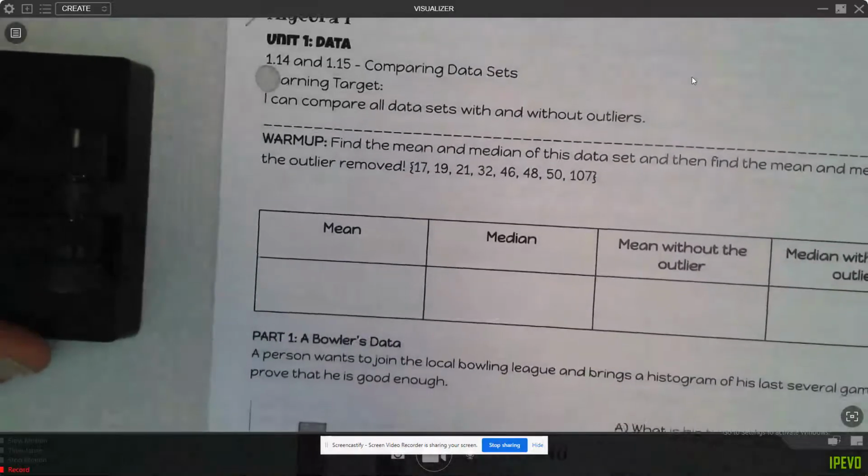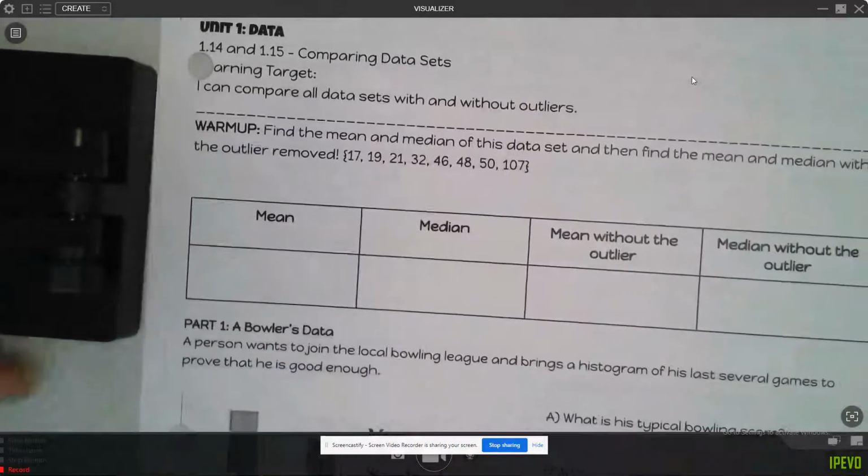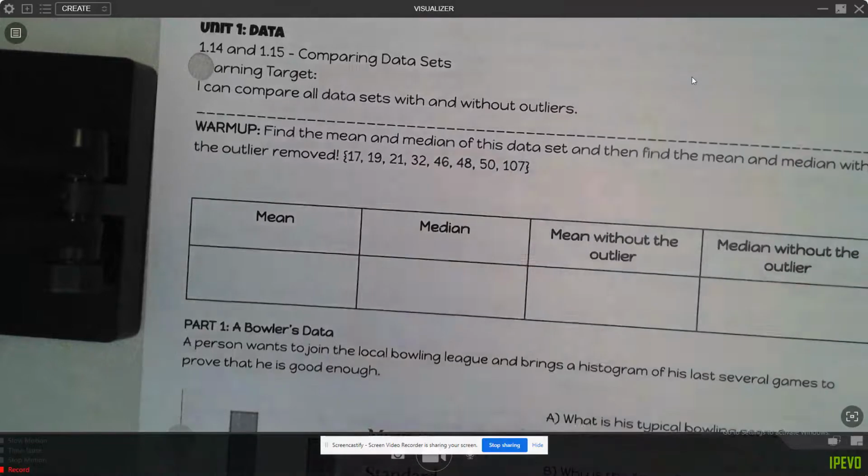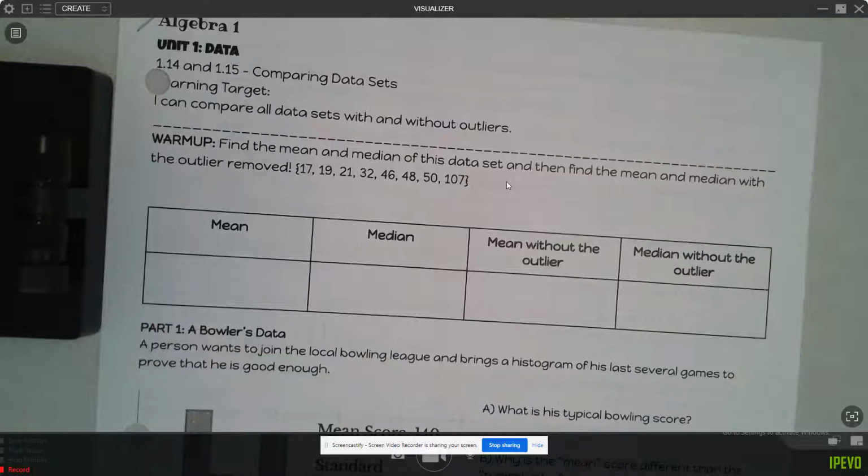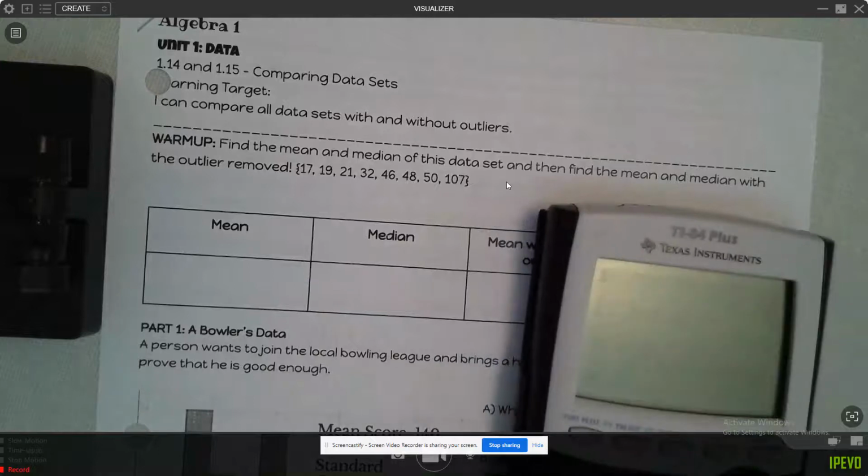This is our 114, 115 comparing data sets notes. So the first thing that you're going to do is find the mean and the median of the data set and then find it with the outlier removed. Luckily the numbers are in order. Remember how we find the mean? We just need to add up all of our numbers.